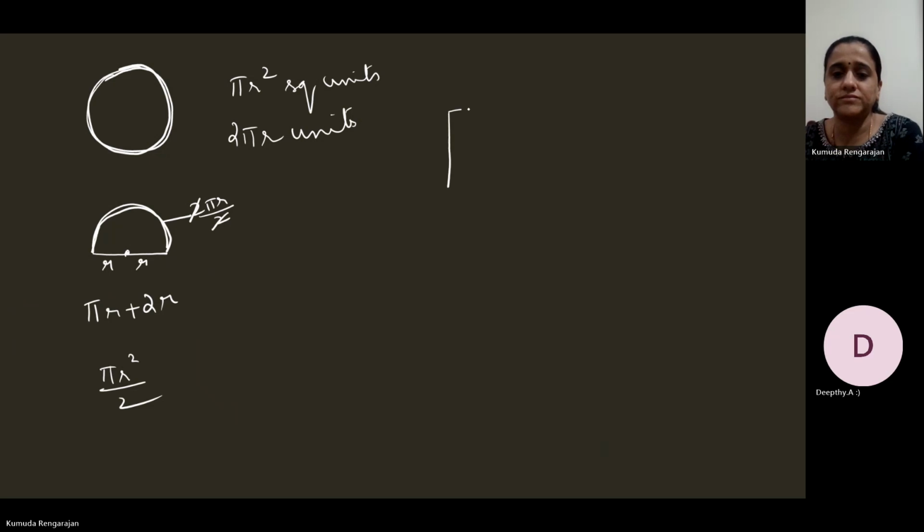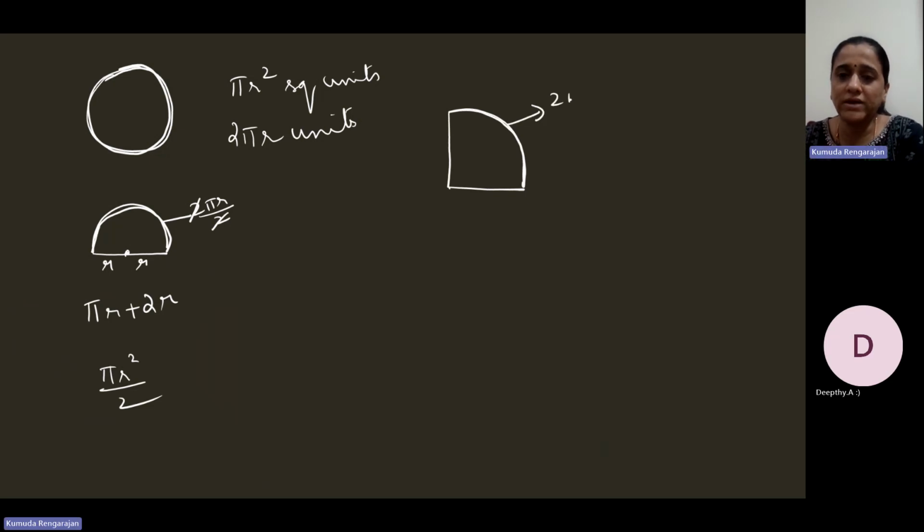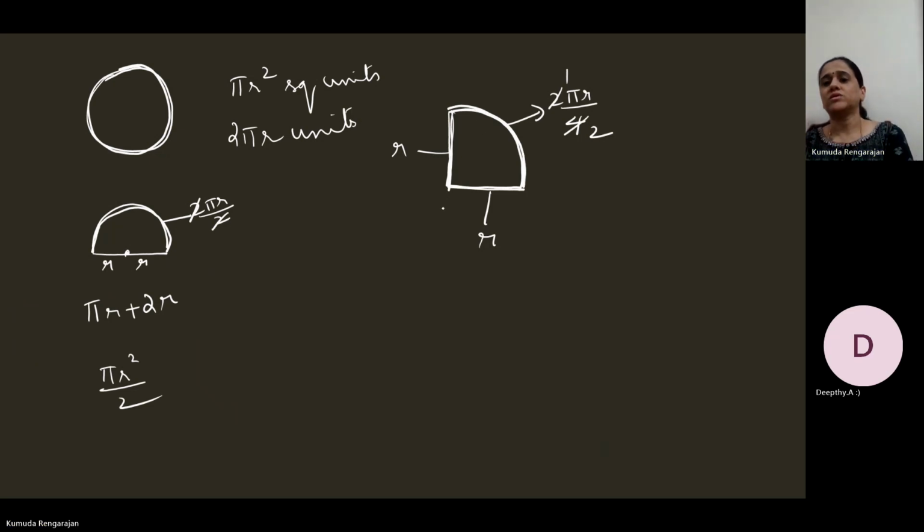Quadrant. So the length of this piece will be 2 pi r divided by 4, which is pi r by 2. The length of this line segment is equal to the radius. This one radius. So r plus pi r by 2. It's a formula or expression to find the perimeter of a quadrant.